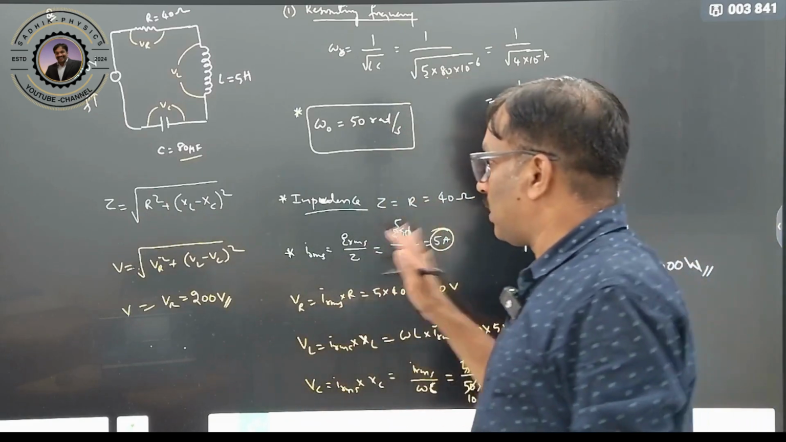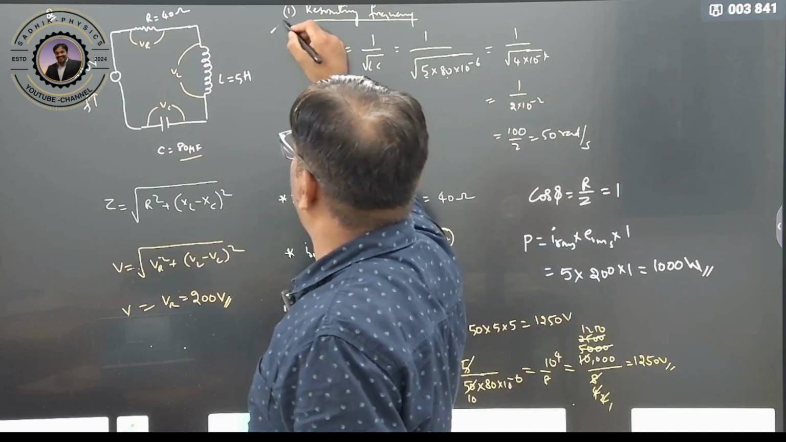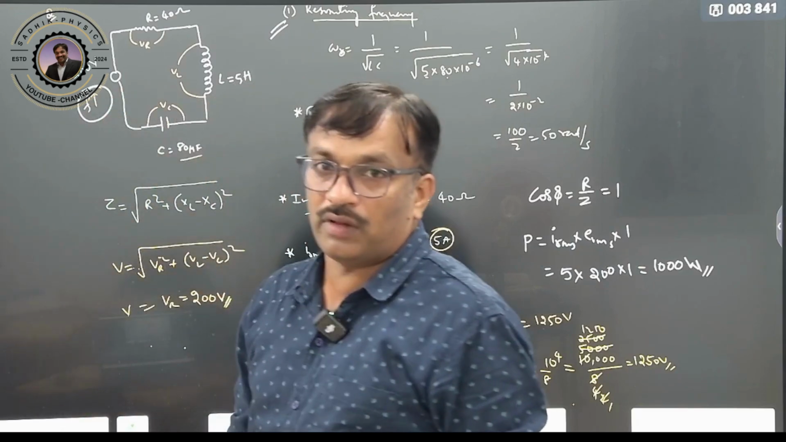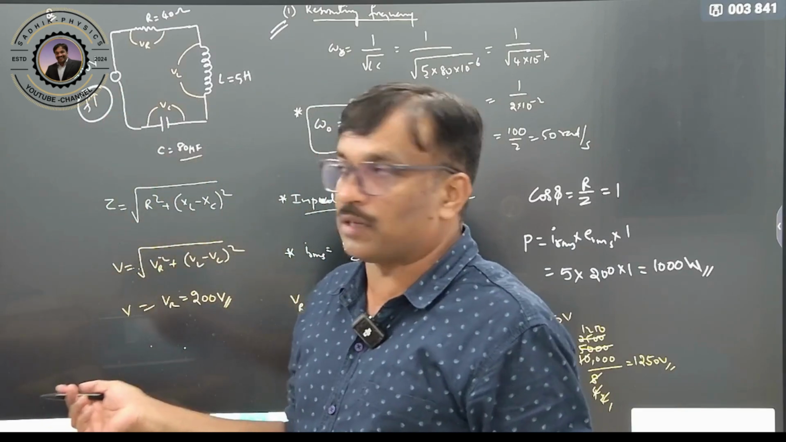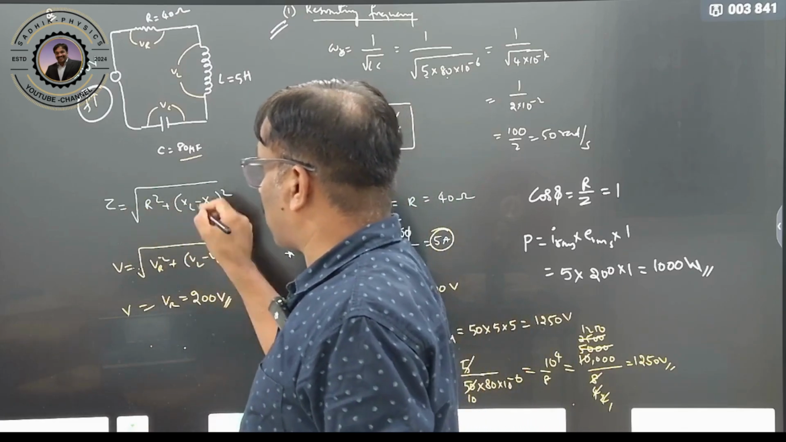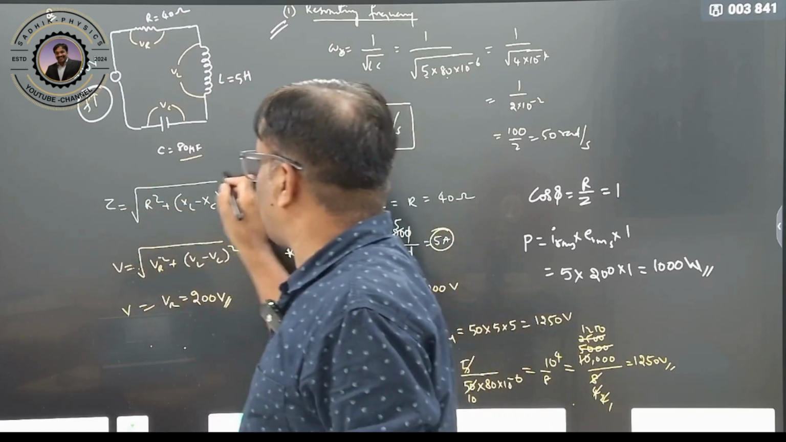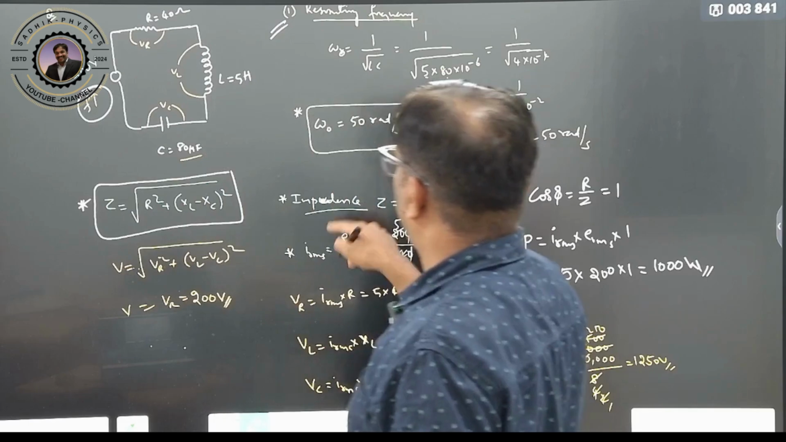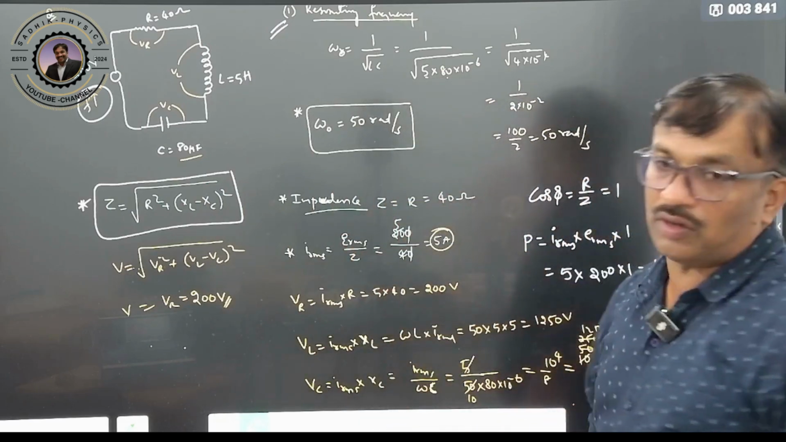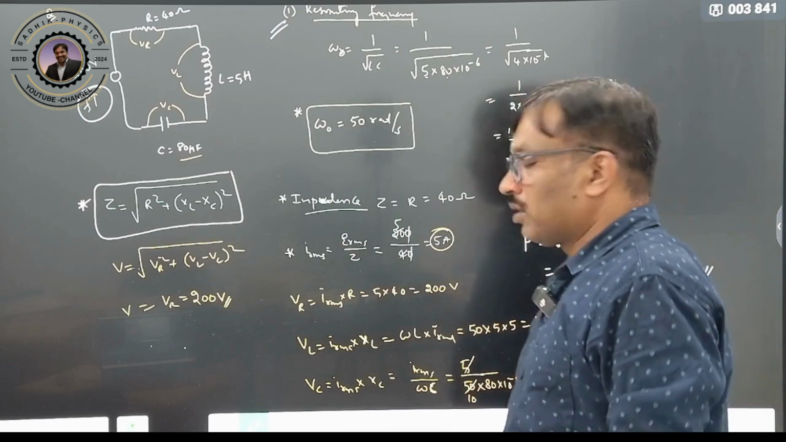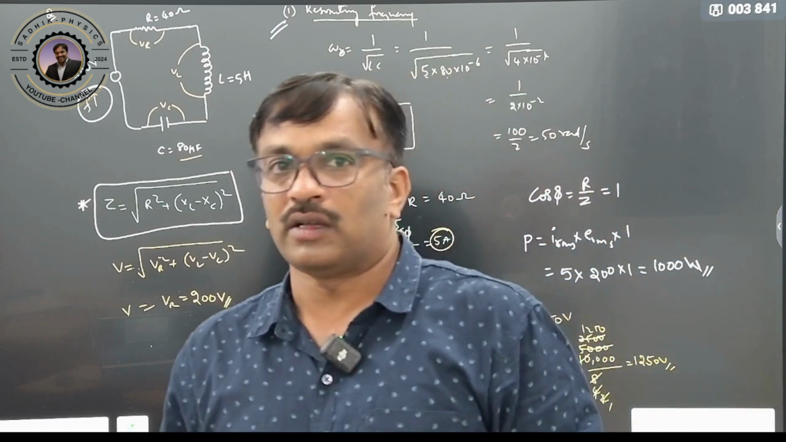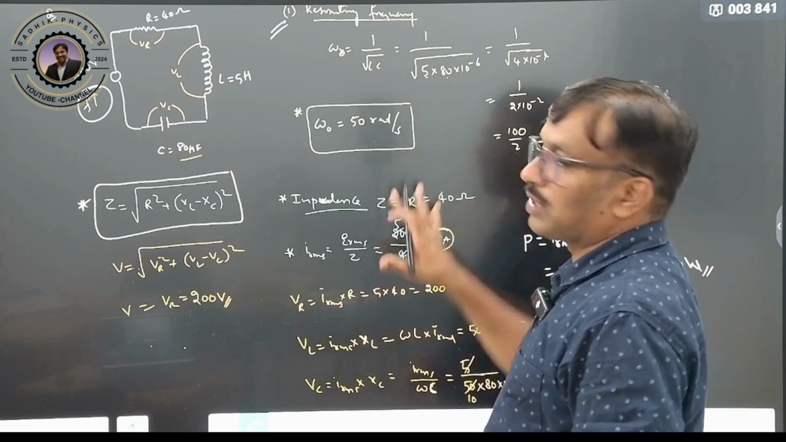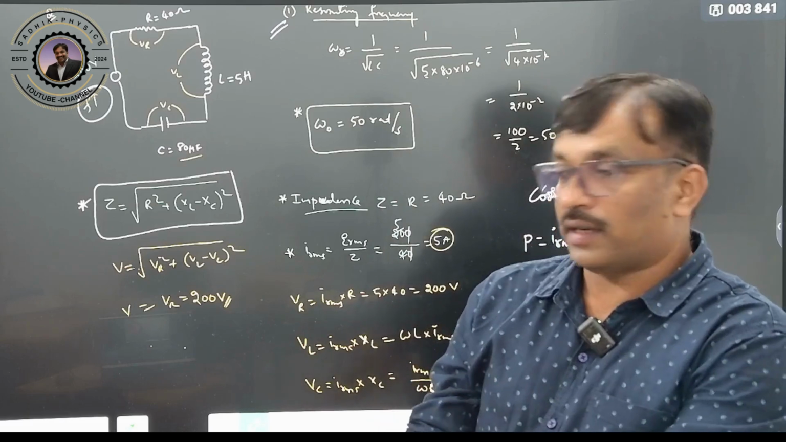But here this is a question for the resonating frequency. If any other frequency is given, then resonance has not taken place, and at that point the impedance will not be equal to R. So you can calculate the impedance by using this formula, and the current will also be different. So all these things become different values, but you should understand how to solve it. So at resonance, these are the conditions. Clear?